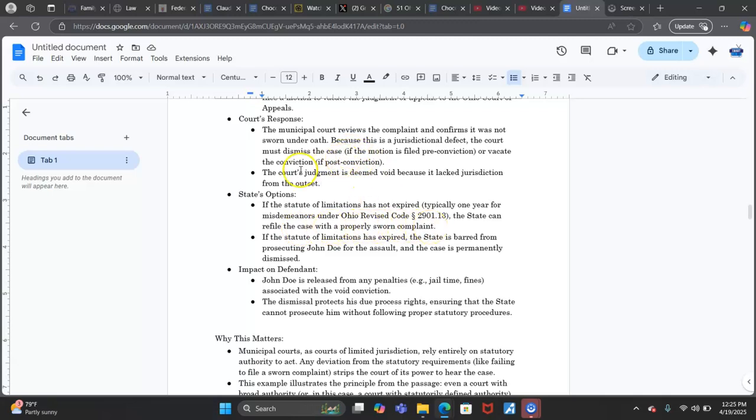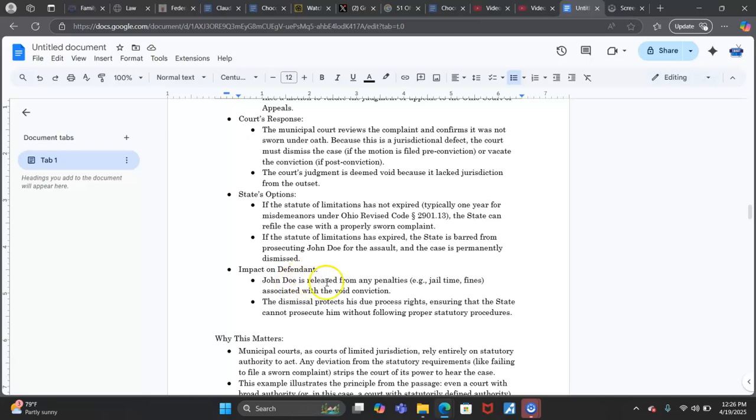So the type of dismissal that was referred to above would be a dismissal without prejudice, which means the state can bring the case back. A dismissal with prejudice would be that the state can't bring the case back against you. If the statute of limitations has expired, the state is barred from prosecuting John Doe for the assault, and the case is permanently, aka dismissed with prejudice, dismissed.